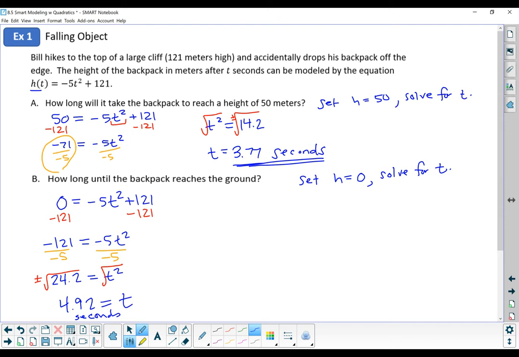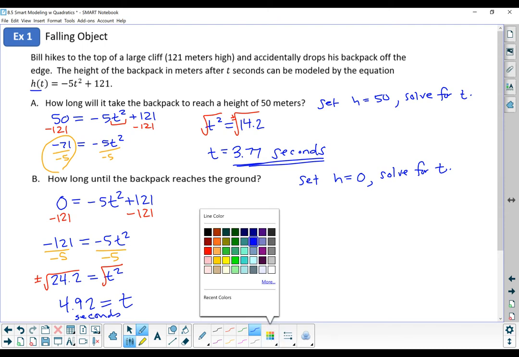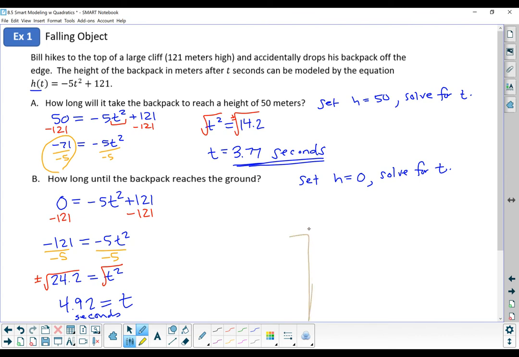So that means you could think of the backpack as falling off this cliff. The cliff is 121 meters high. Little backpack falls. And it hits that 50-meter mark, 50 meters high, after 3.77 seconds, and it splats on the ground, which is a height of 0, at 4.92 seconds.